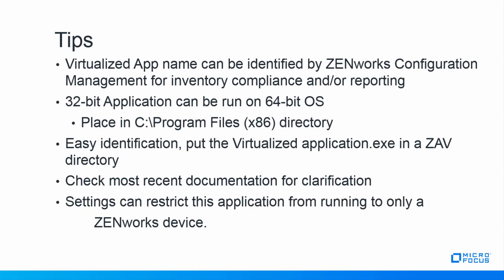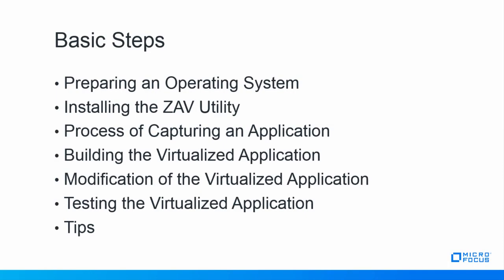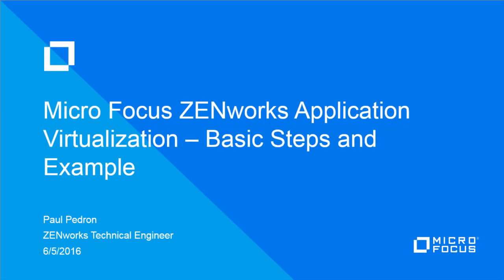Please refer to any of the documentation to clarify any of the settings. So in summary, we have installed the OS, made it as clean as possible, installed the ZenWorks Application Virtualization utility. We did the process of capturing the application, building the virtualized app, and then did some minor modifications afterwards, plenty of testing, and we covered some tips. This concludes our ZenWorks Application Virtualization tutorial on the basic steps to virtualize an application successfully.